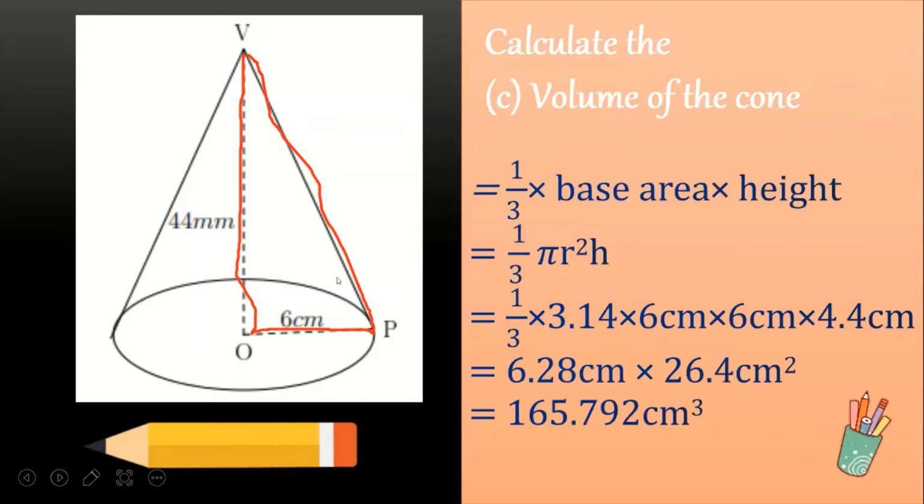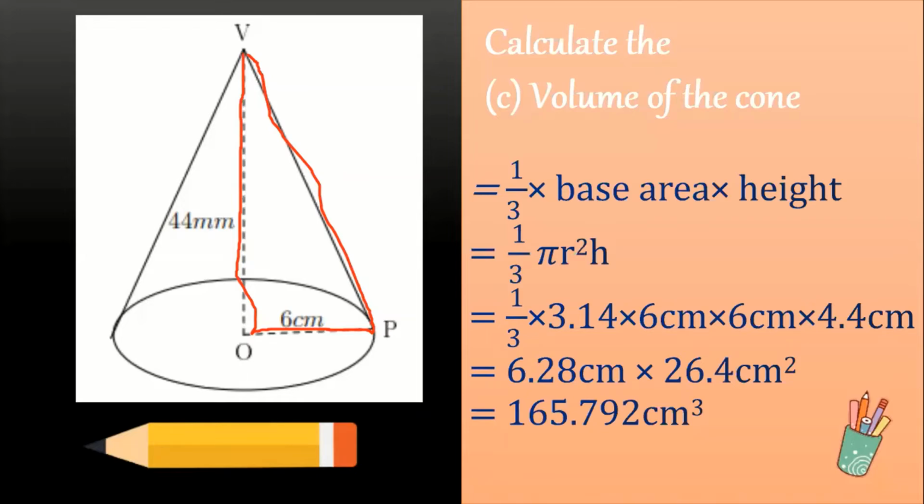I'll continue to the next part, which said calculate the volume of the cone. The formula for finding the volume of the cone is a third times base area times height. The base area of this cone is a circle, so we are finding the area of the circle, and the area of a circle is given by pi r squared. Therefore, we shall have a third pi r squared h.